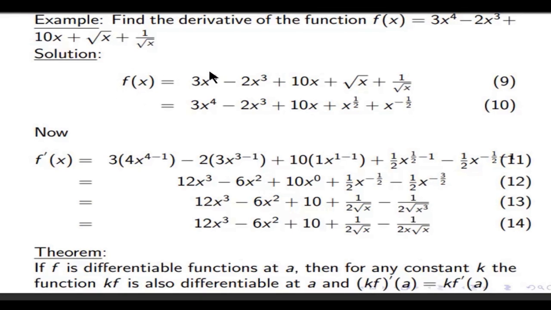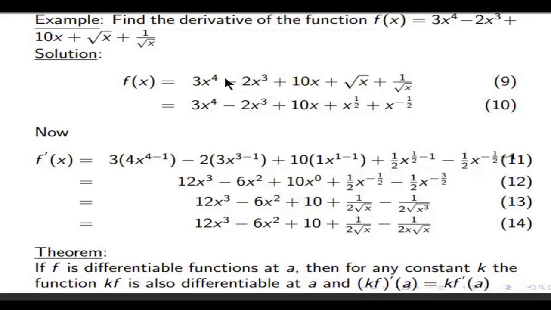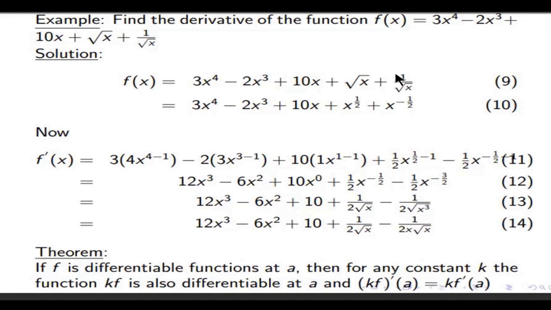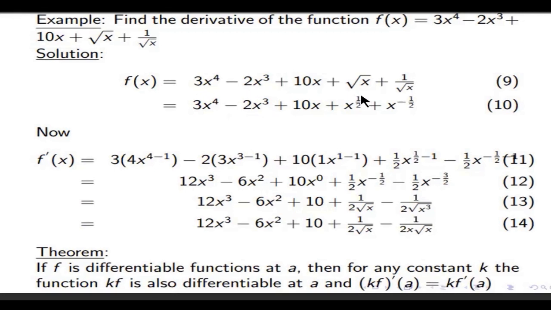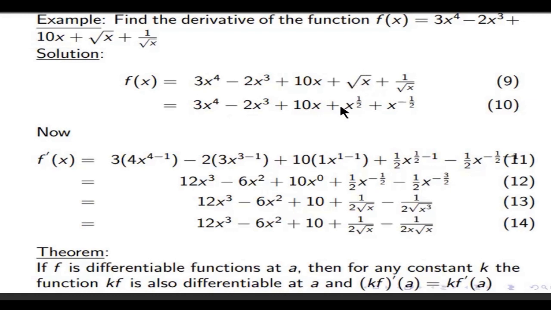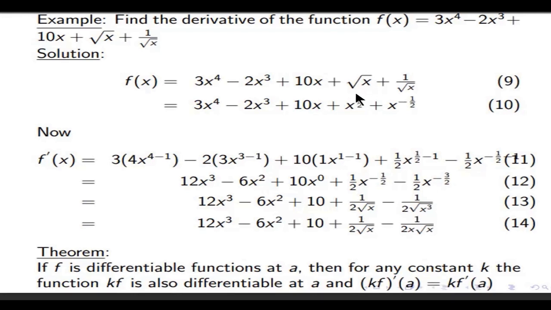F of x is equals to, as it is given, 3x to the power of 4 minus 2x cubed plus 10x plus root x plus 1 over root x. Which is equals to, this is 3 times x to the power of 4 minus this is 2x cubed plus this is 10x. But here the radical sign, the radical square root of x could be changed or written as an exponential function. Root x is equals to x to the power of 1 over 2.